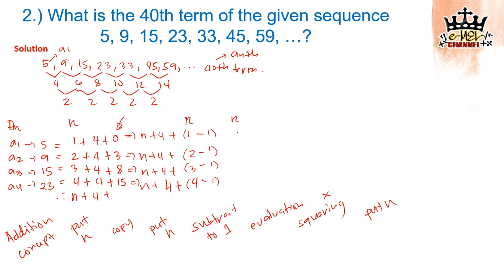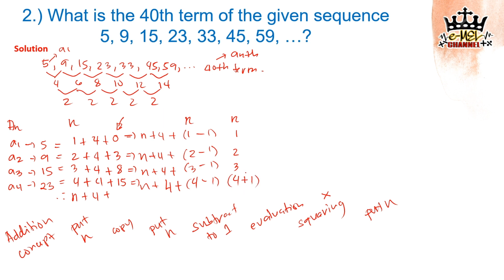So n, we have 1, 2, 3, 4. 1 minus 1 is 0, times 1 is 0. 2 minus 1 is 1, times 2, it's not 3. 3 minus 1 is 2, times 3 is not 8. 4 minus 1 is 3, times 4 is not 12. But try to evaluate: 4 minus 1 is 3. To make it 15, you're going to multiply it by 5. What will you do to 4 to make it 5? You're going to add 1.